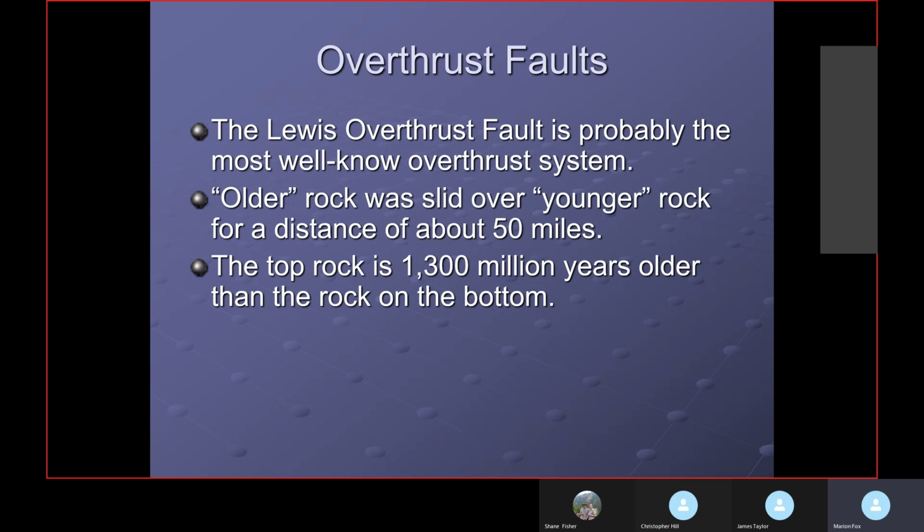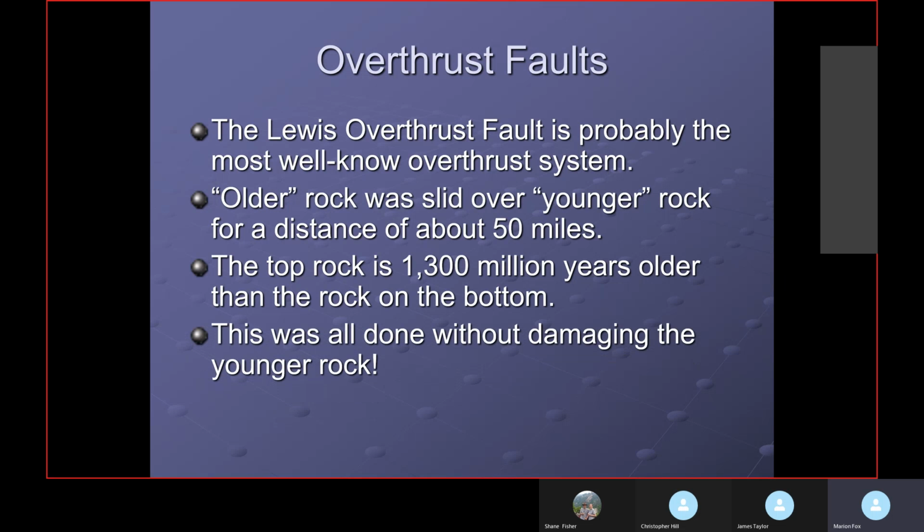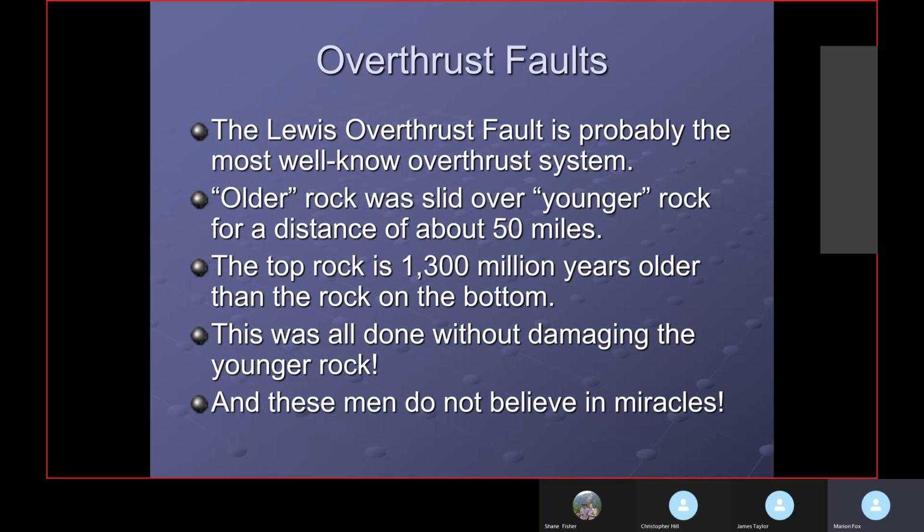Now, using a billion, that's using the United States, a billion is 1,000 million. This is all done without damaging the younger rock underneath it. That's most interesting. That large weight, those pushing forces, did not damage the rock that's underneath, the younger rock. So it's very interesting that this occurred. And these men do not believe in miracles. These are men that claim this happened. They don't believe in miracles.